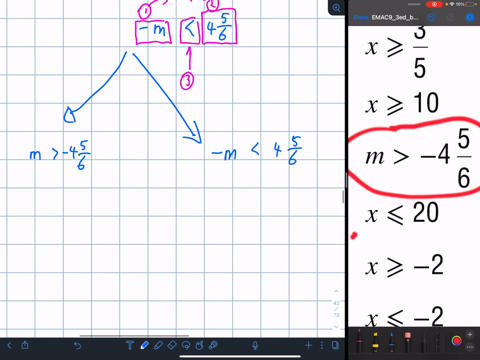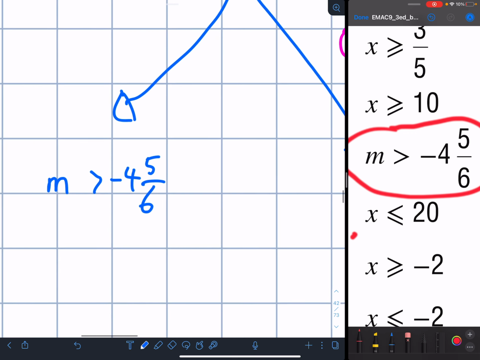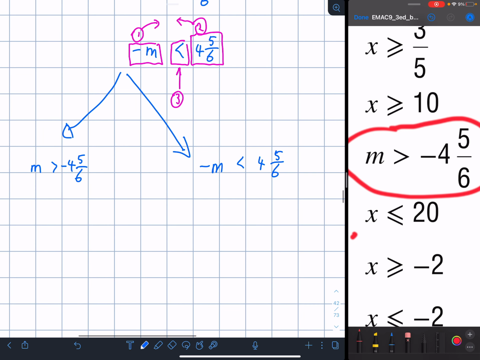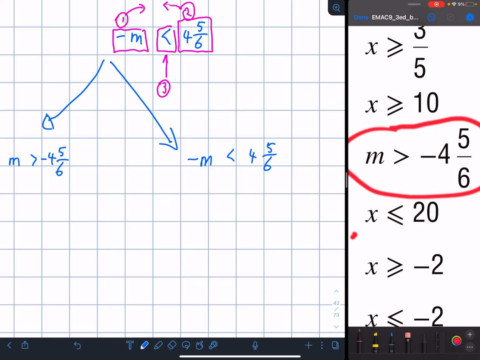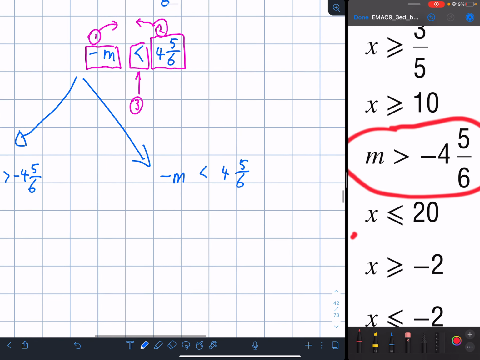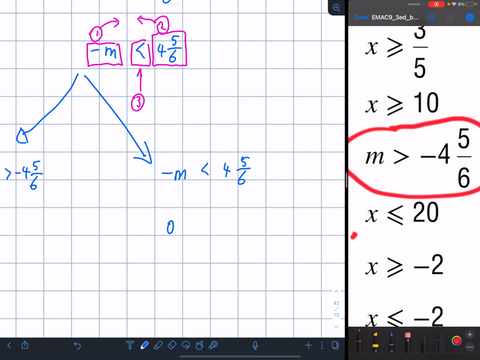Okay, again, you can choose either way. You can choose the cheat way, the simple way, or you can go through the whole steps to prove it. Okay, so we're going to deal with the minus m, so that will become 0 is less than 4 and 5/6 plus m.